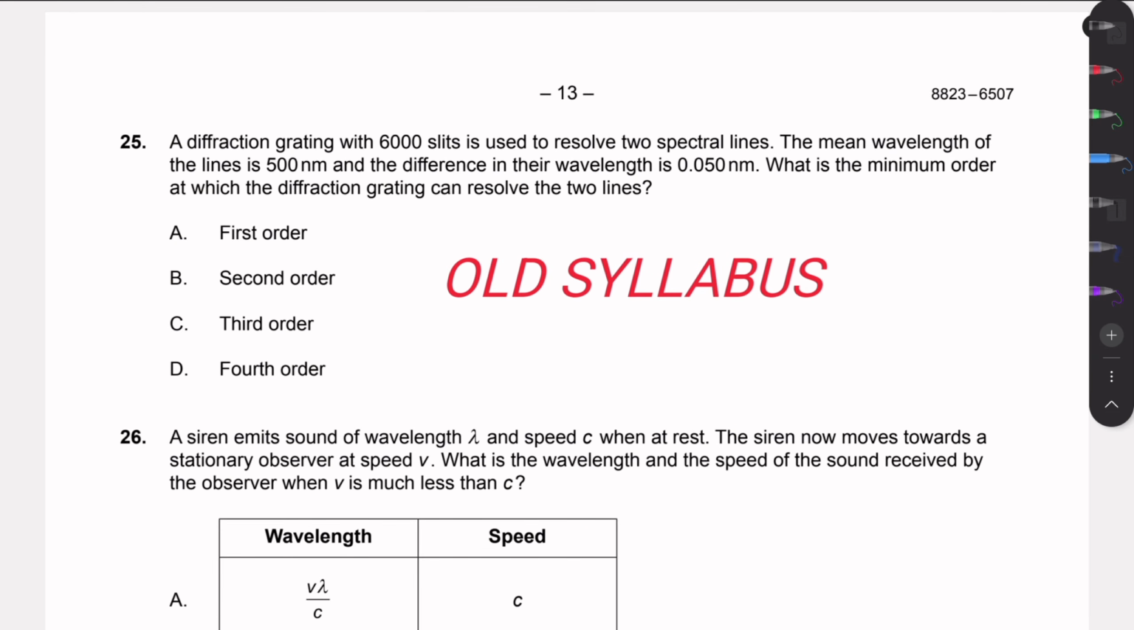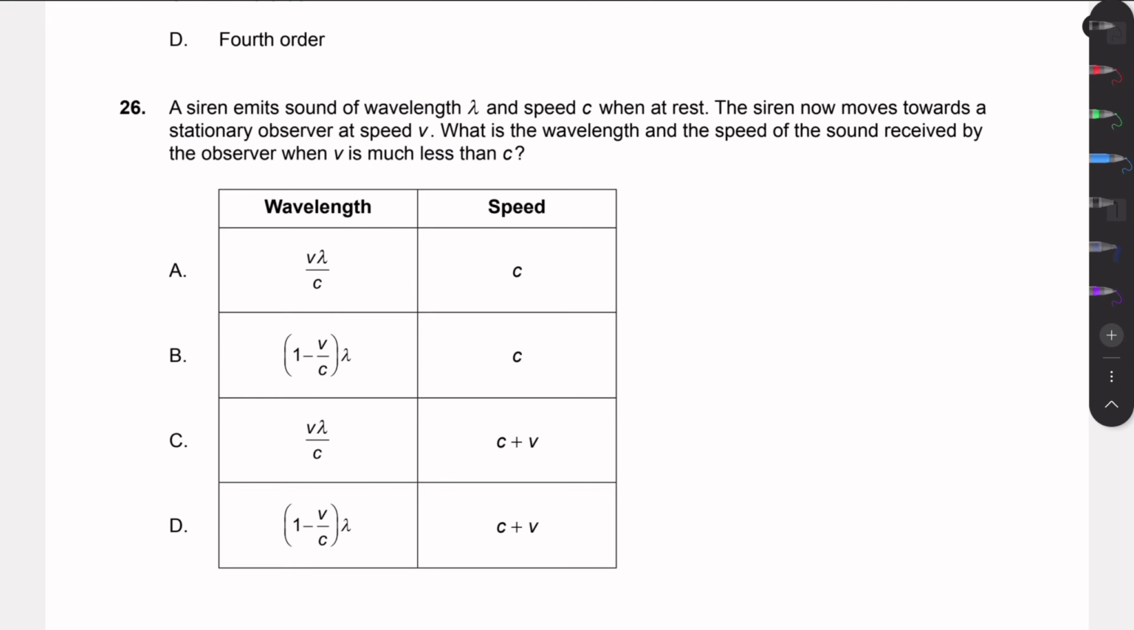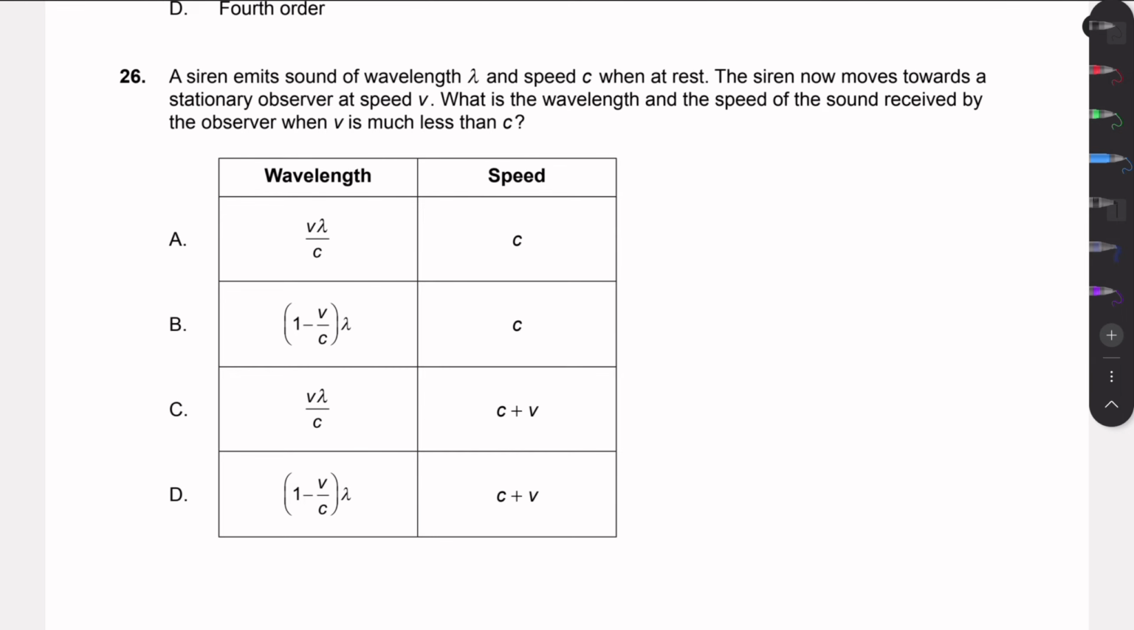Then, this question is also from the old syllabus. We don't need diffraction gratings anymore. And then this question is about the Doppler effect. A siren emits a sound of wavelength lambda and speed c when it's at rest. The siren now moves towards a stationary observer at speed v. What is the wavelength and the speed of sound received by the observer when v is much less than c?